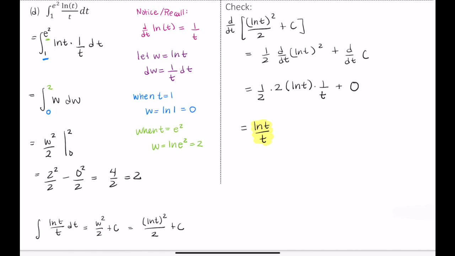Since this derivative matches this integrand, our answer is correct and we are done.